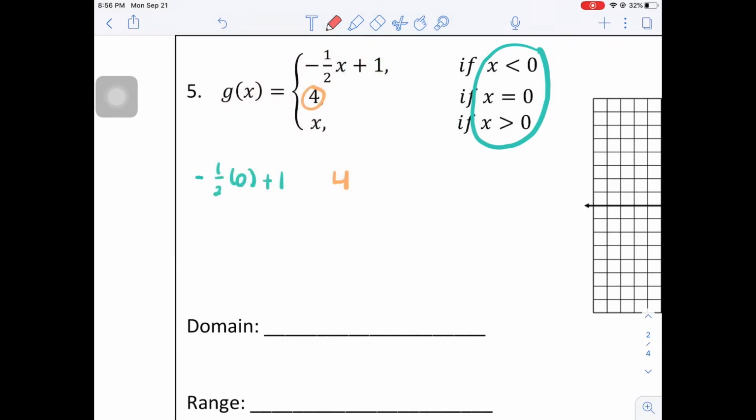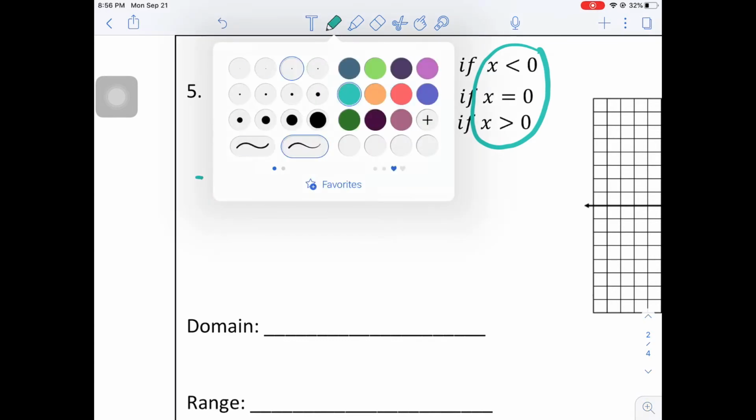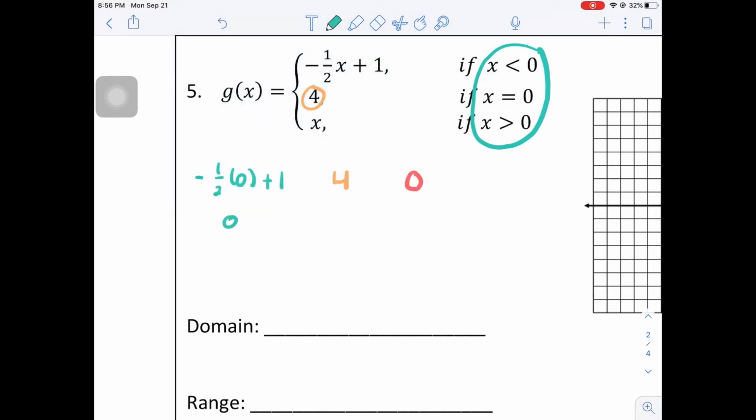And then the last one, x is greater than 0. We just plug in 0 here. So then the 3 points that we have are 0, 1, once we finish that one. This point is 0, 4. And then the last point that we have is 0, 0.